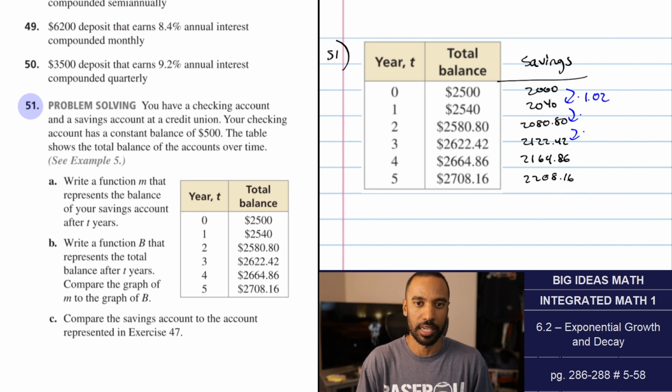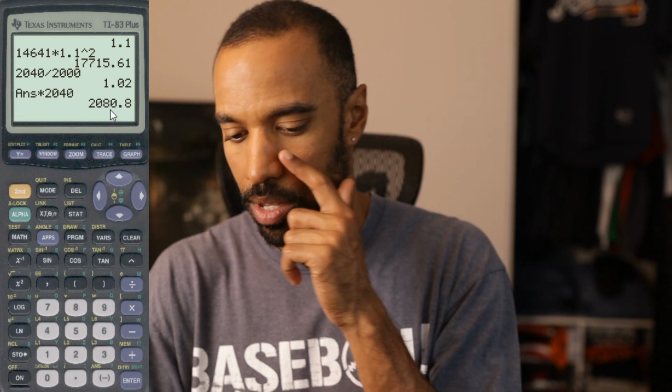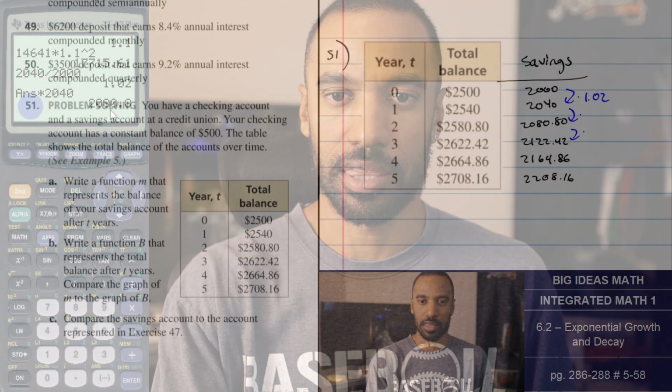If you want me to double check here, I'm going to also do the next one times 1.02. That times 2040. Do I get $2,080.80? Yes, I do. So that is the number set that's going there.